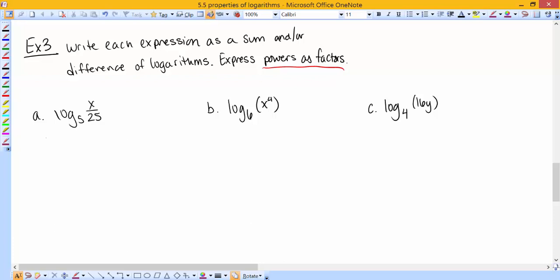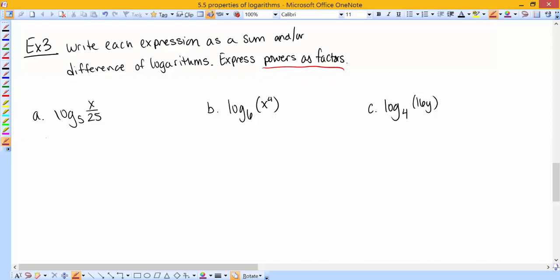Example 3, write each expression as a sum and or difference of logarithms. Express powers as factors. Expressing powers as factors, that means if I have an exponent, I need to move it to the front using the power property, which is property 5, I think.